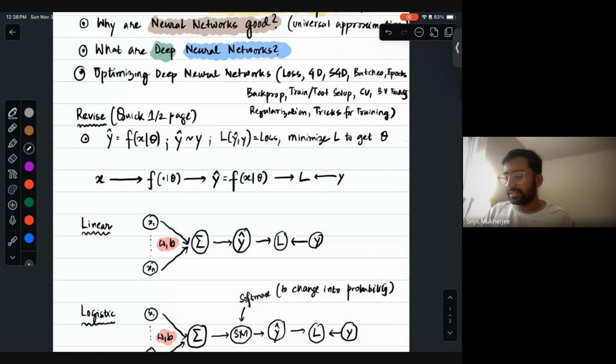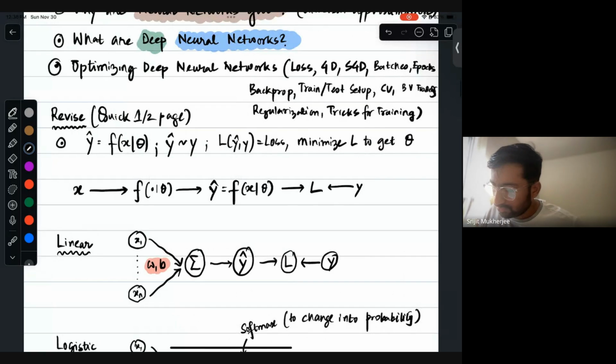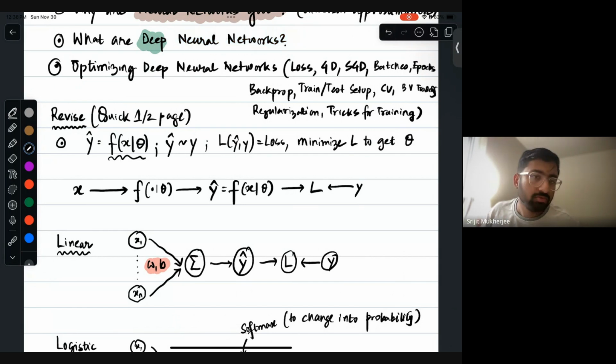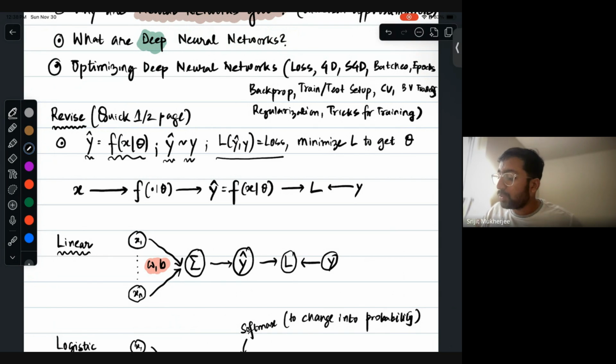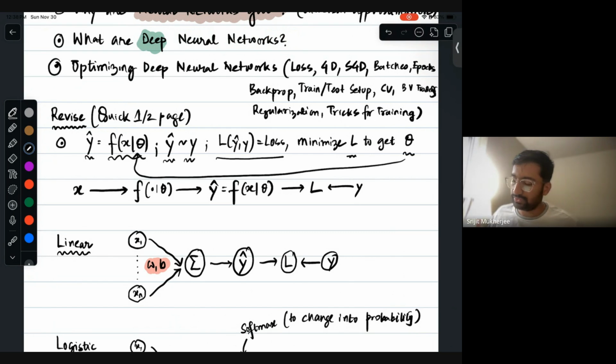So the first part is we have an input x, and we are defining a function. We define a function, we get the y hat, and we want that predicted y hat to be as close as y using a loss function between y hat and y. And we want to minimize the loss to get the very good theta, which defines the function.